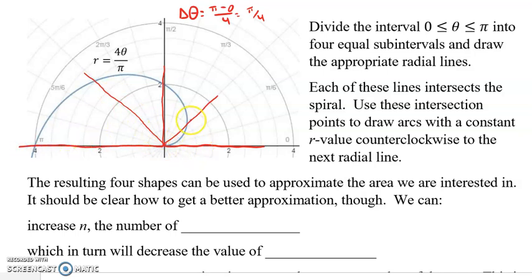So we've got 1, 2, 3, 4 different changes in theta. And each one of those theta lines, theta equals 0, theta equals pi over 4, theta equals pi over 2, 3 pi over 4, these are all values that intersect our spiral at a point, right? At the pole and at r equals 1, and then at r equals 2, and then r equals 3, and then r equals 4.